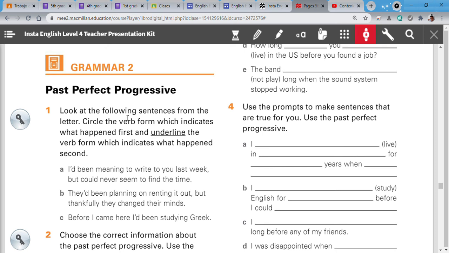Okay. Let's continue with this interesting part, grammar. Grammar number 2. Okay, listen. Past perfect progressive. And for this time, we're going to prepare a second video so that I can focus on this activity.